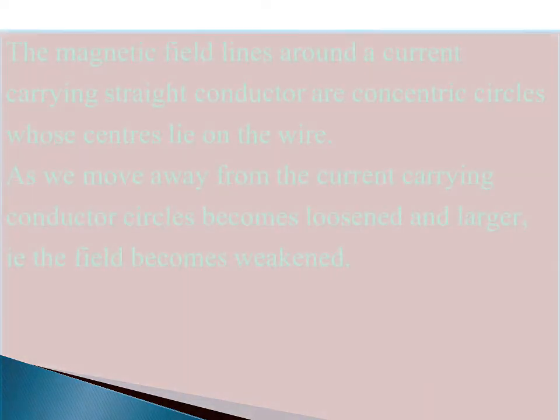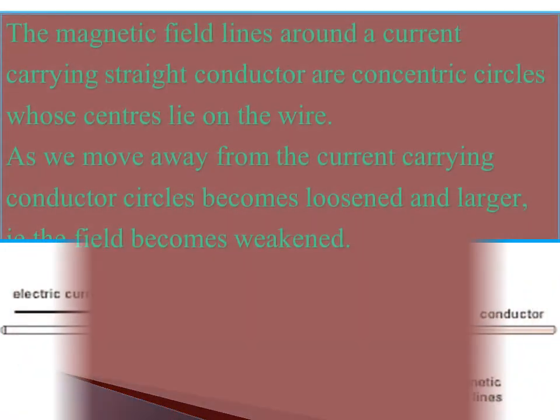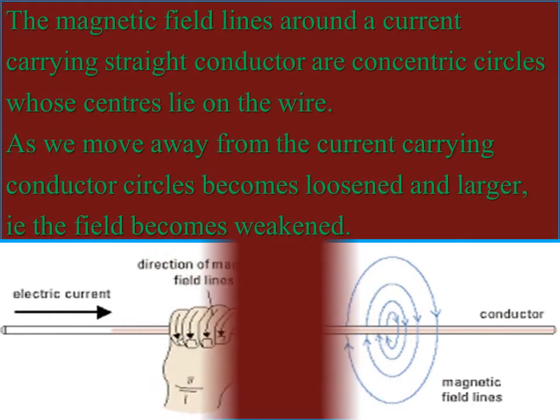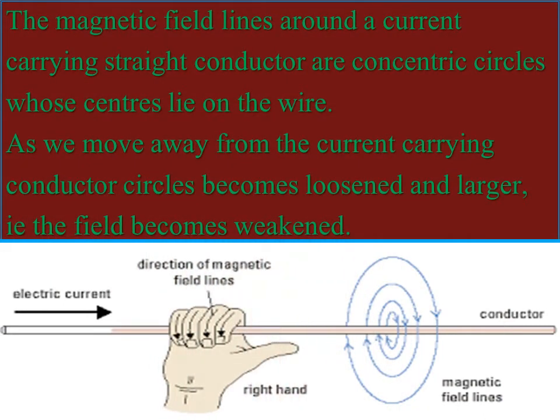So children, I hope that the activity which we have explained is clear from the previous video. There you can see clearly that when the current passes through the wire, the iron filings arrange themselves in the form of concentric circles. Therefore, the magnetic field lines around a current carrying straight conductor are concentric circles whose centers lie on the wire. This you have to learn very clearly.